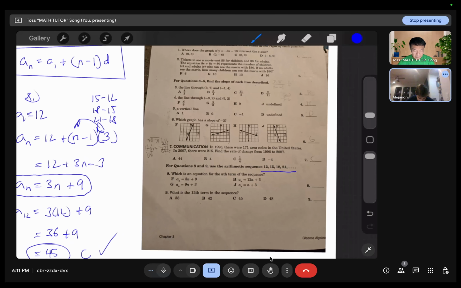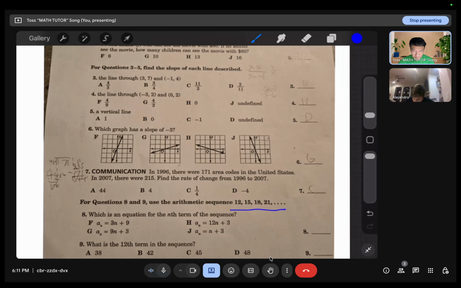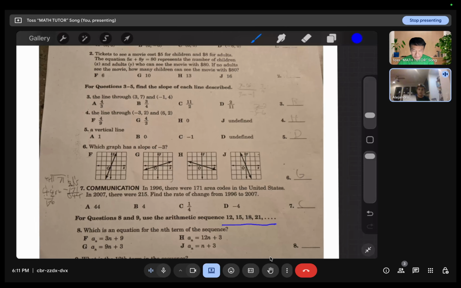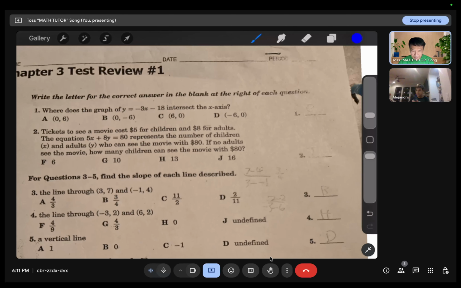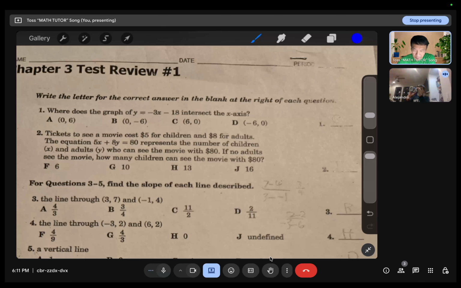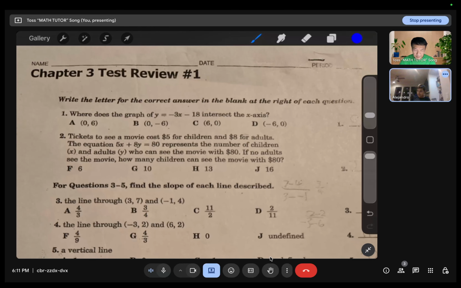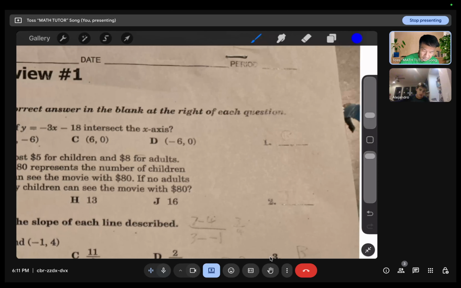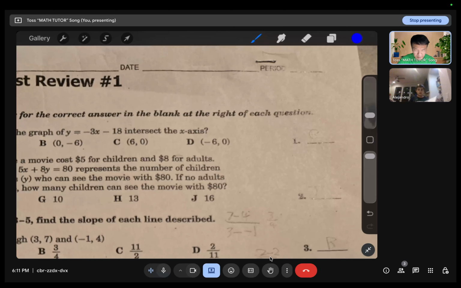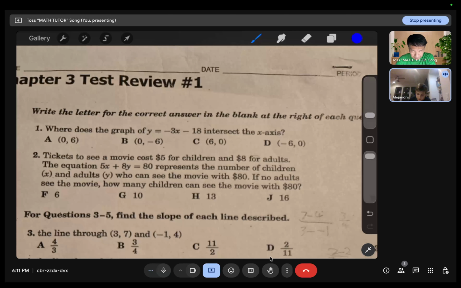All right. We can do it from scratch. Let's look at it from the top. I was focusing on the graph, but let me look from the top. Where does the graph of y equals negative 3x minus 18 intersect the x-axis? I don't see the work, but how did you do it? You could even do it mentally, I'll bet. How did you get that letter? Is that C? Okay. How do you do it?